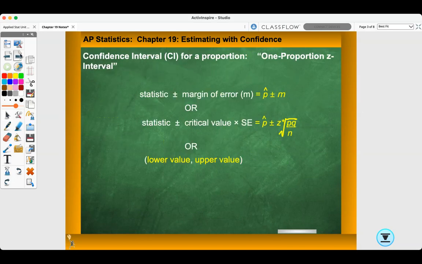Our confidence interval, the formula for that is the statistic plus or minus the critical value times the standard error. And then we also give it as an interval, the lower value, then the upper value. Every single time you do this, you want to write the formula down. You get credit for writing the formula down just as you do with the test statistic for a hypothesis test.